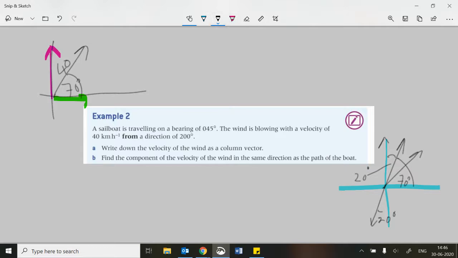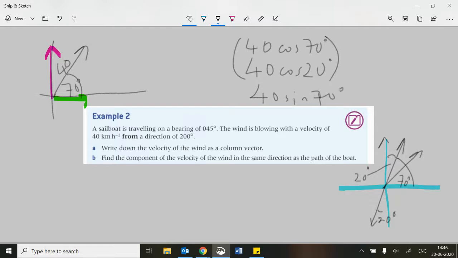So for the horizontal component, we're going to have 40 cos of 70 degrees. Now it's useful to be able to get that really quickly, and I always think if you're going through an angle, that it's always cos of that thing. So vertically, you're going to have 40 cos of 20 degrees. Now that's the same as saying 40 sine 70 degrees as well.